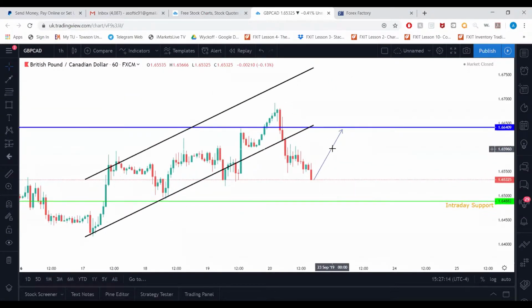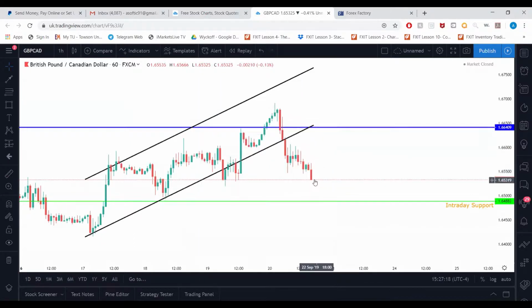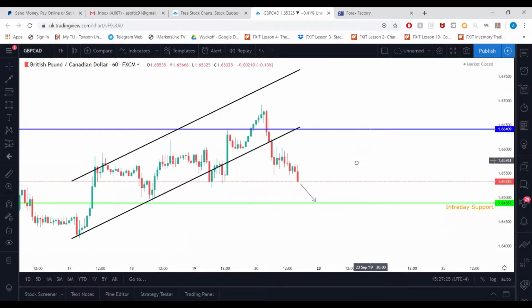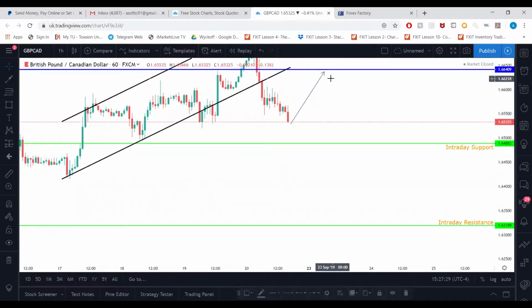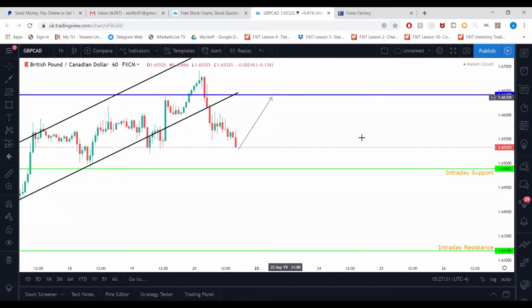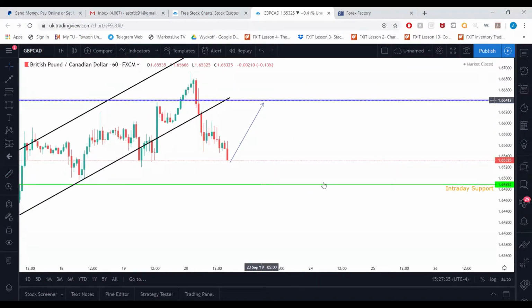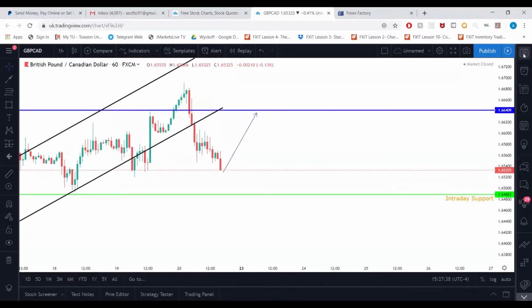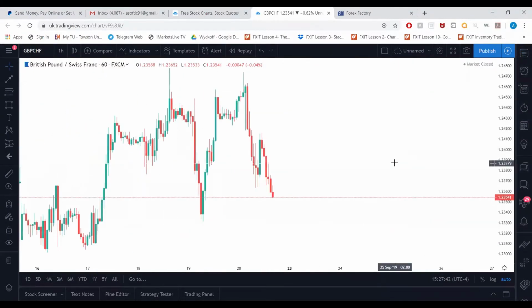So I would not do that. I would wait for it to see if it comes back down, and if it respects this, then we can buy from this support, or if we get the retrace back up to retest the resistance, then we can sell from there, which would be a pretty massive drop. That was GBP CAD, GBP CHF.